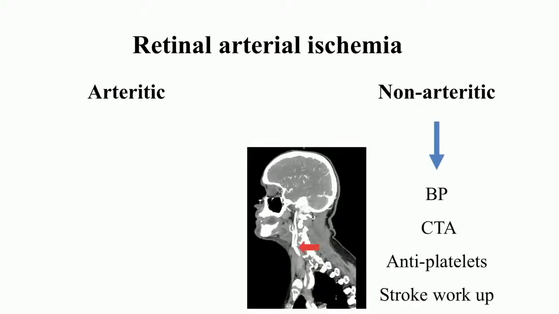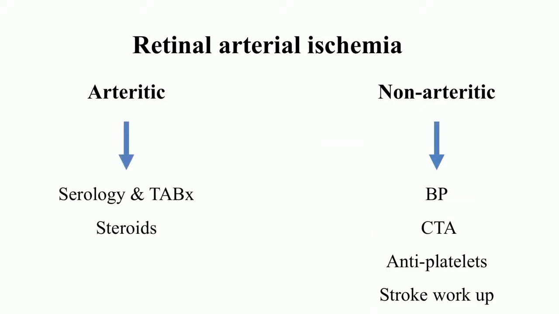So you want to check their blood pressure, you want to check for vasculopathic risk factors. In fact, a study looked at CRAO patients and they found that about 60% of CRAO patients had at least one vasculopathic risk factor that they didn't know about. And the most common one? Hypercholesterolemia. You need to do a CT angiogram because the most common cause of a CRAO is carotid disease, and it could be carotid occlusive disease or it could be carotid ulcerating disease. You need to start the patient on antiplatelets, and you need, of course, to send them urgently to do a stroke workup. Or is it arteritic? And we know what to do: serology, biopsy, and steroids. So what happened to our patient?